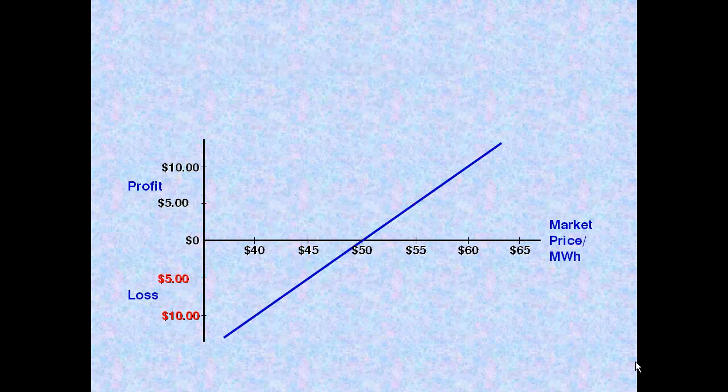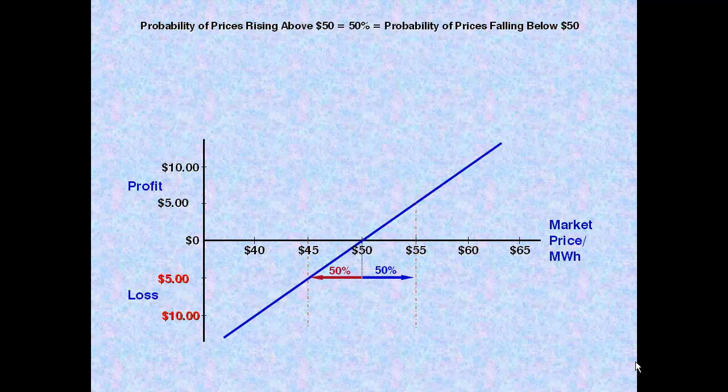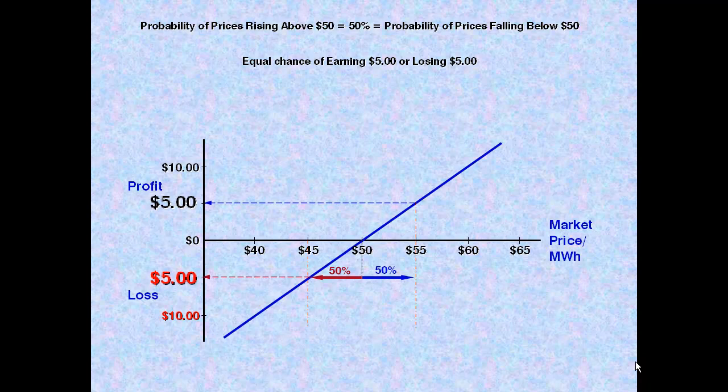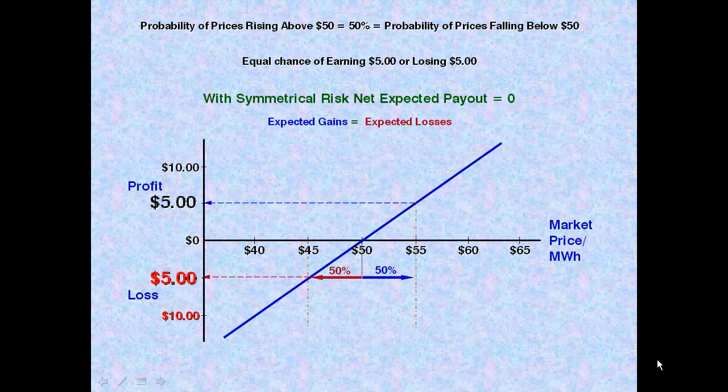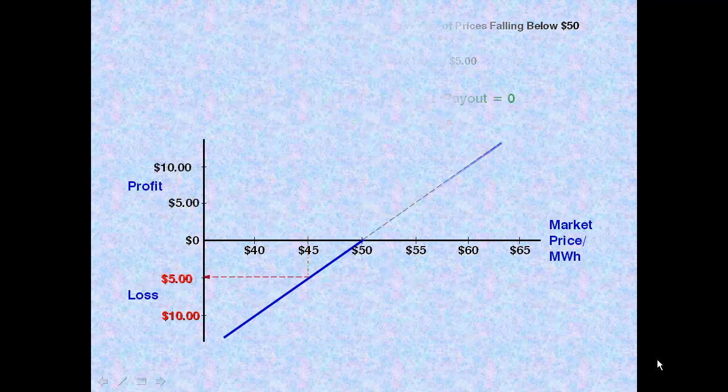Now, market theory tells us that there is an equal probability of prices rising and falling. That's a 50-50 chance. This implies that there is an equal chance of earning $5 as losing $5. The risk is symmetrical. Like flipping a coin, there is an equal chance of winning and losing. The expected payout of this game would be 0.